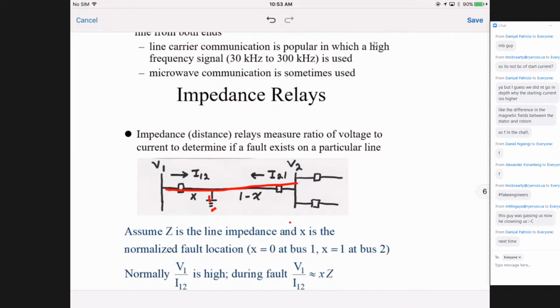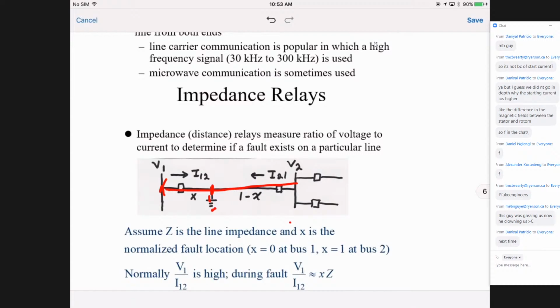We want to identify where the break is, so we can send the crews, the workers, to fix it. So we want to use the impedance. If we know the cable size, we can calculate the impedance from it. That's what you have done in your last course, and we are going to use it.